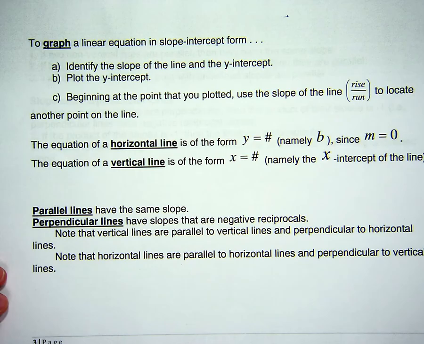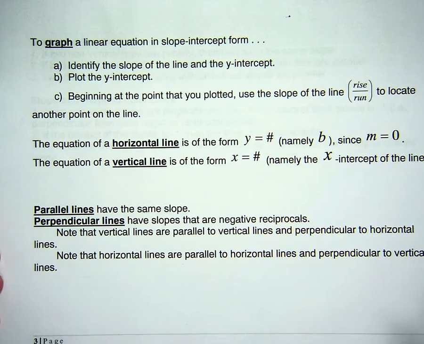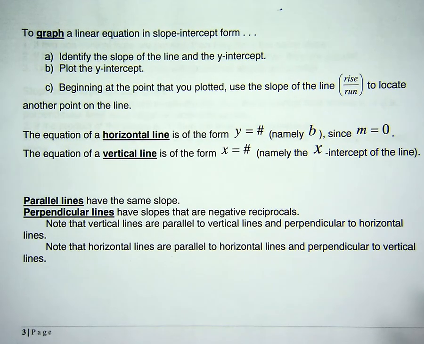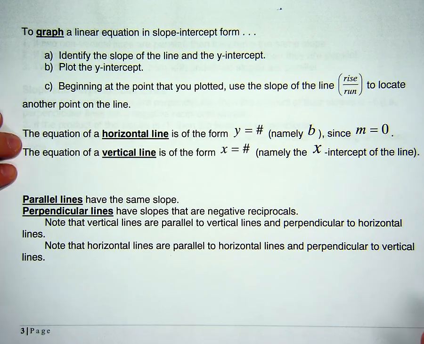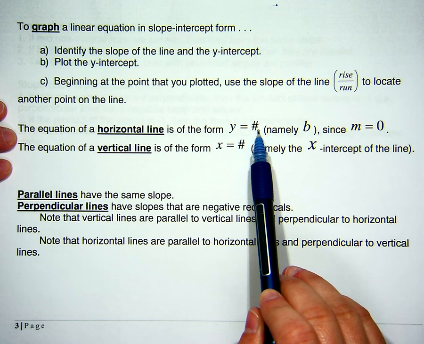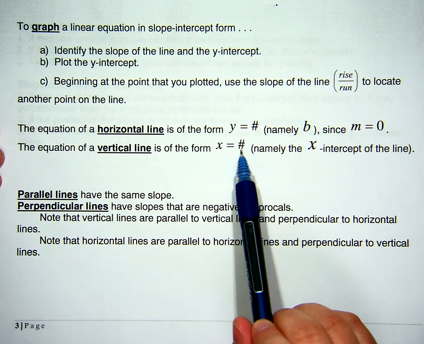To graph an equation in slope-intercept form, first you identify the slope of the line and the y-intercept. You plot the intercept, then you use your slope. Equations for horizontal lines are y equals a number, or b. For a vertical line, x equals a number, which would be the x-intercept.